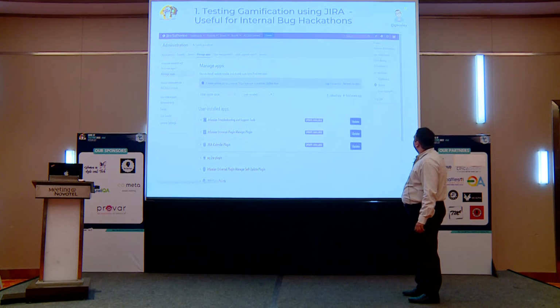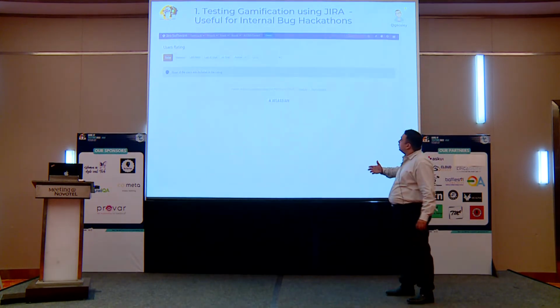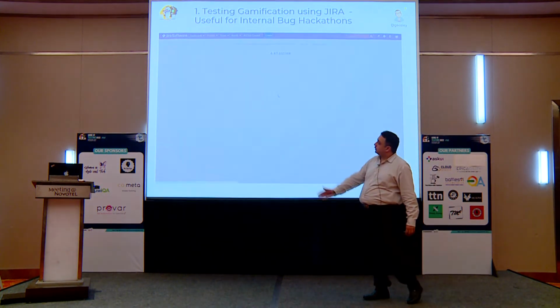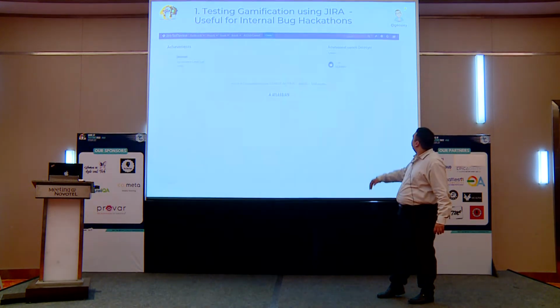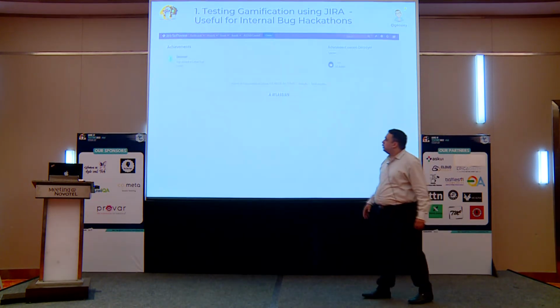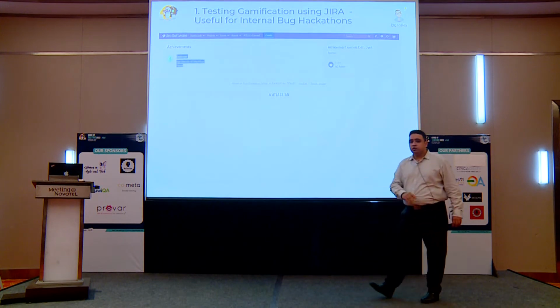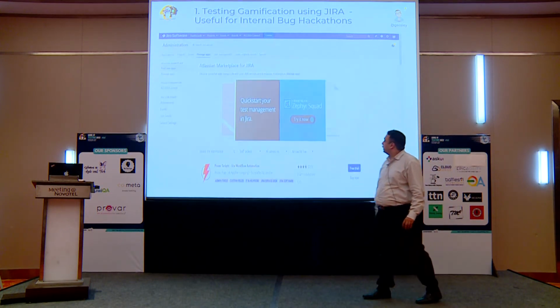Right? So this is my profile. You can see your user rating, what ratings you got. You can set your own badges, what was your rating in the last month, etc. So I have got a bug bounty and a rating of 5, right? And I've got a badge of destroyer. So these are automatically configured for you in your Jira gamification plugin.